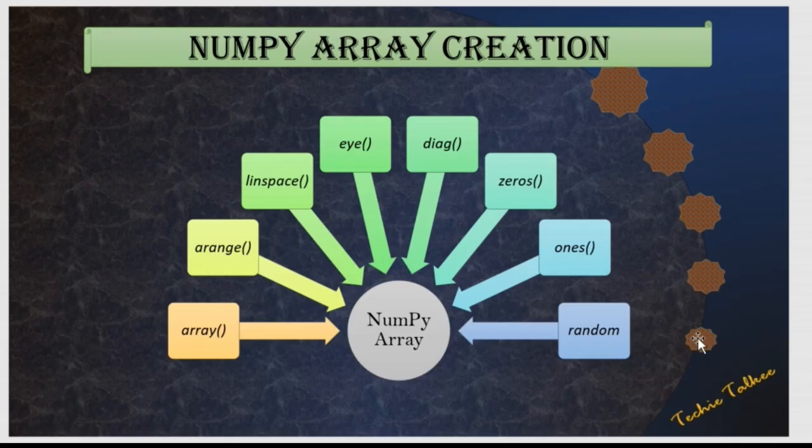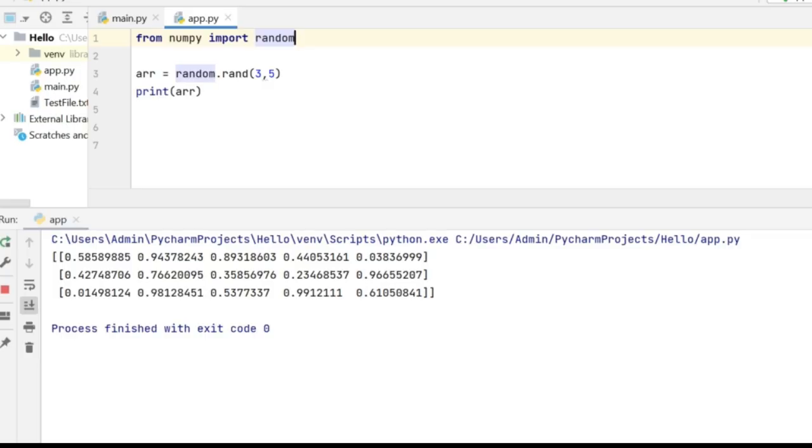Say I want to generate an array containing random values between 0 and 1. Numpy provides a random module to work on random numbers. And for that, I need to import random from Numpy. And then this random function is going to generate the random numbers. So here I've given 3, 5. So the array is going to contain 3 rows and 5 columns, and the values are going to be some random numbers between 0 and 1.